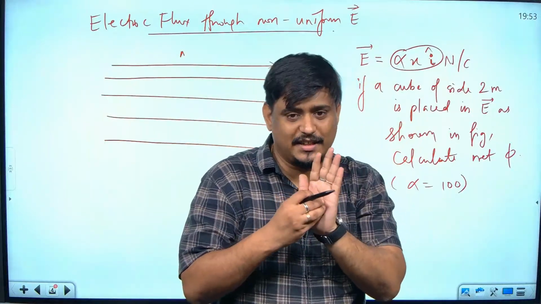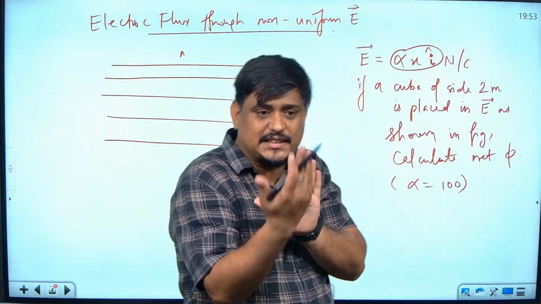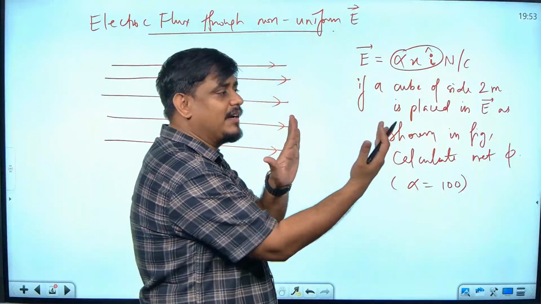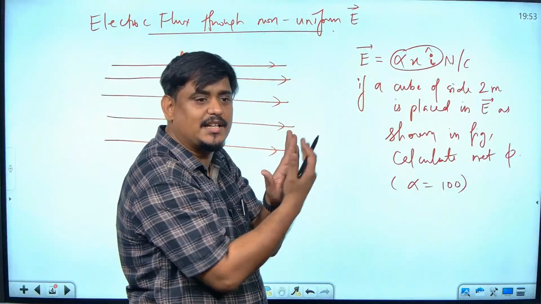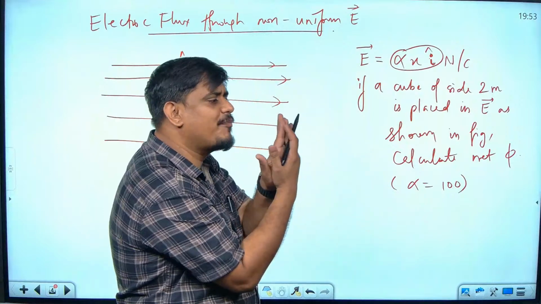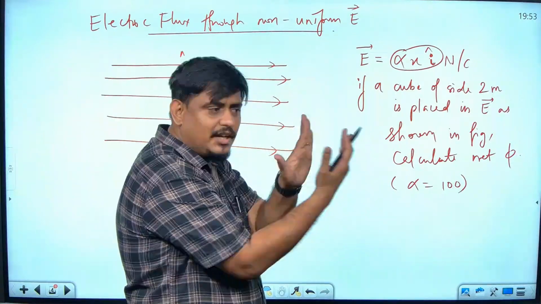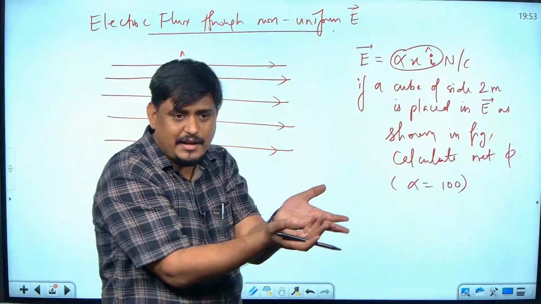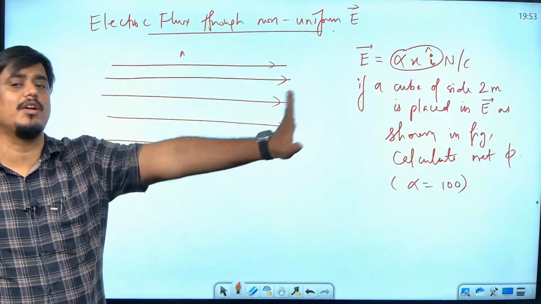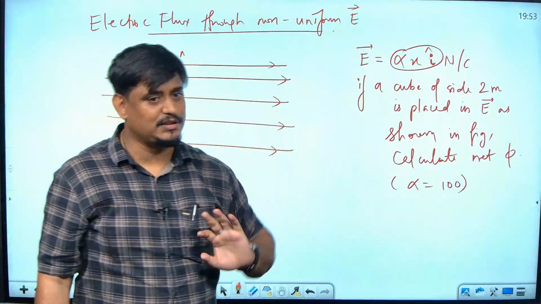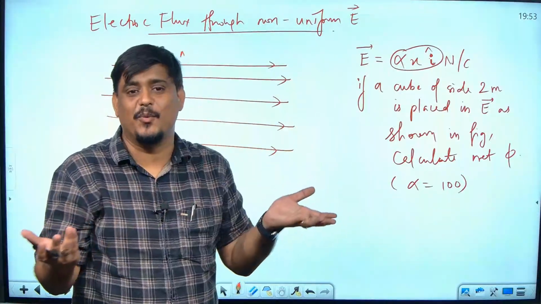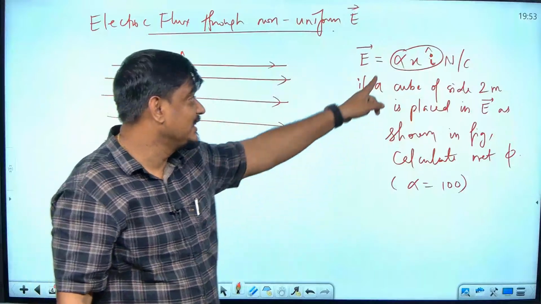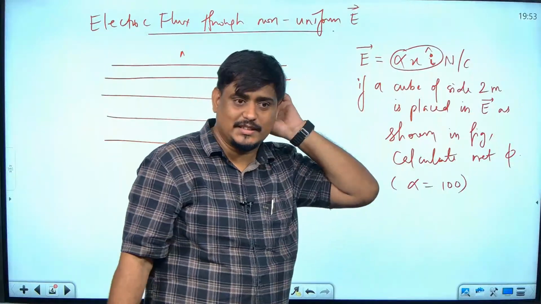Alpha is fixed at 100. If I am going, x is distance. So if I am going 1 meter apart, electric field value is how much? 100 into 1. If I am going half meter apart, 50. If I am going 20 centimeter apart, 20. Am I right? So based upon how far you are going, the electric field is varying. At origin, it is 0, because if x becomes 0, the field becomes 0, isn't it?